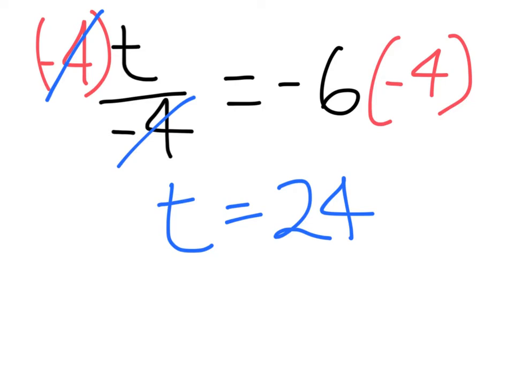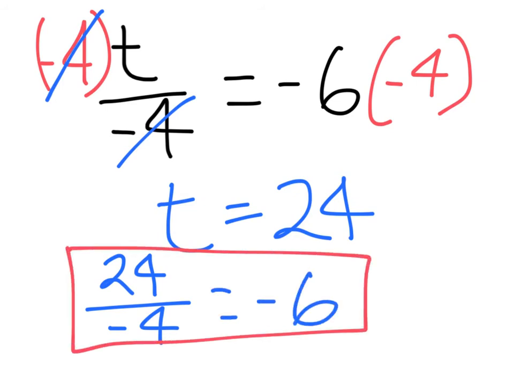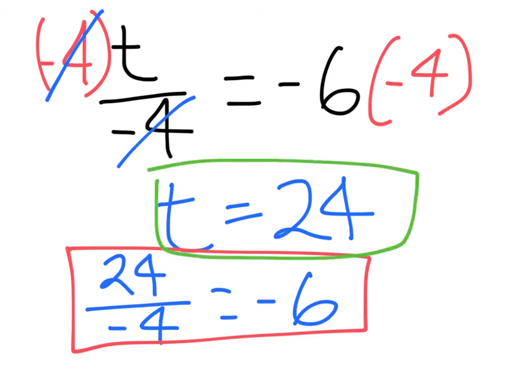So now we need to evaluate to see if this is, in fact, the correct answer. And so I'm going to substitute 24 for t. And 24 divided by negative 4 equals what? Does it equal negative 6? Yep, it does. So I can see that t equals 24. This is the correct answer. Wonderful.